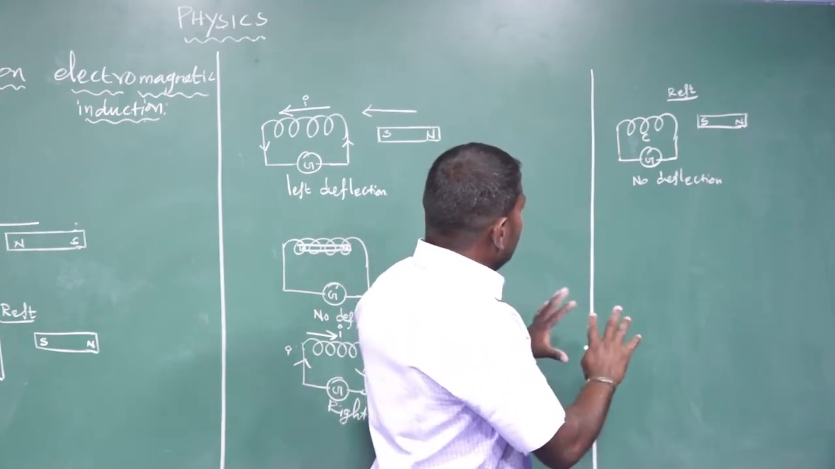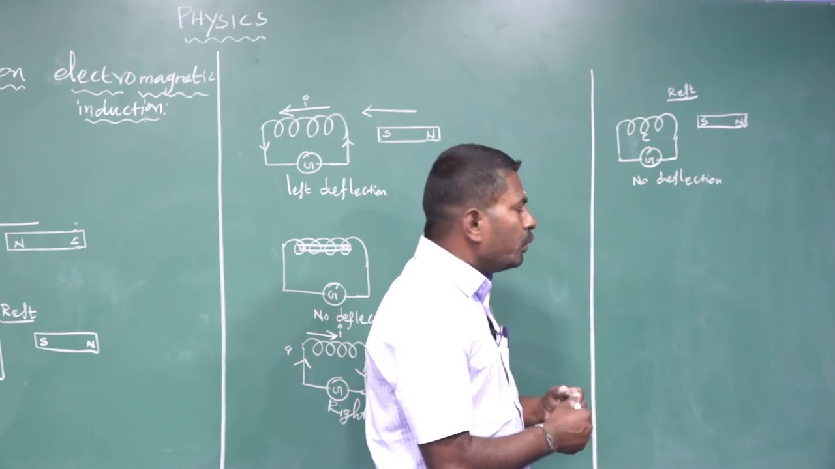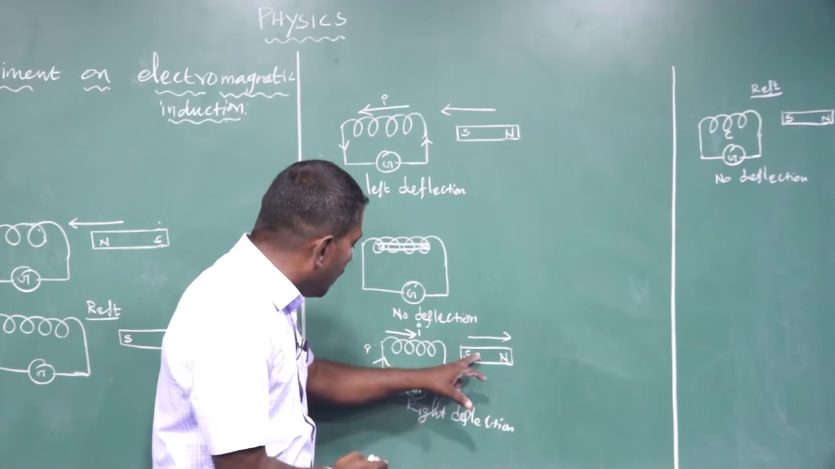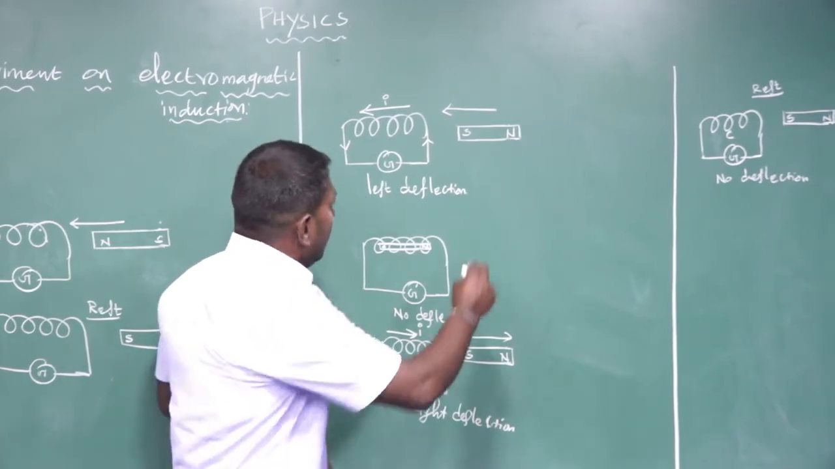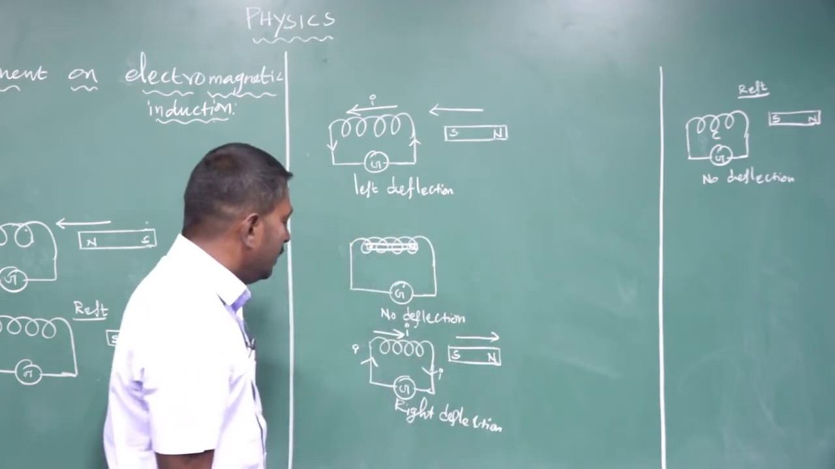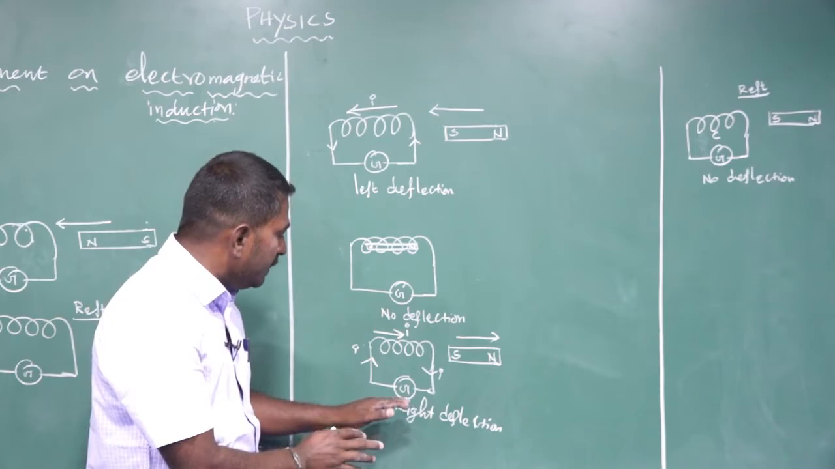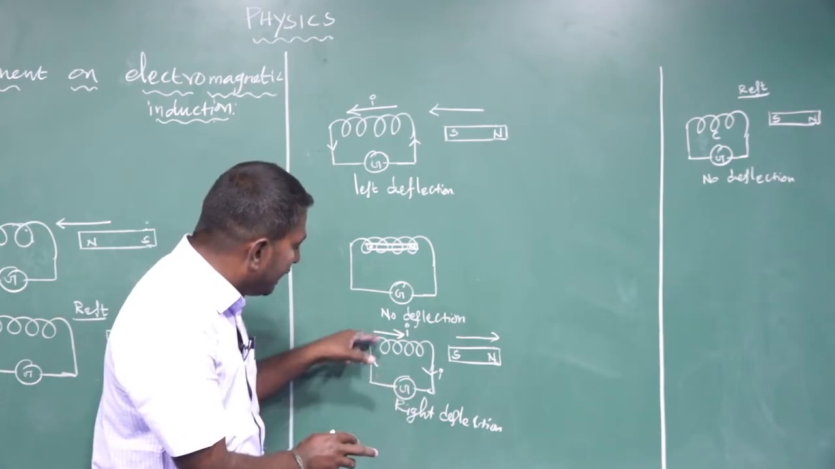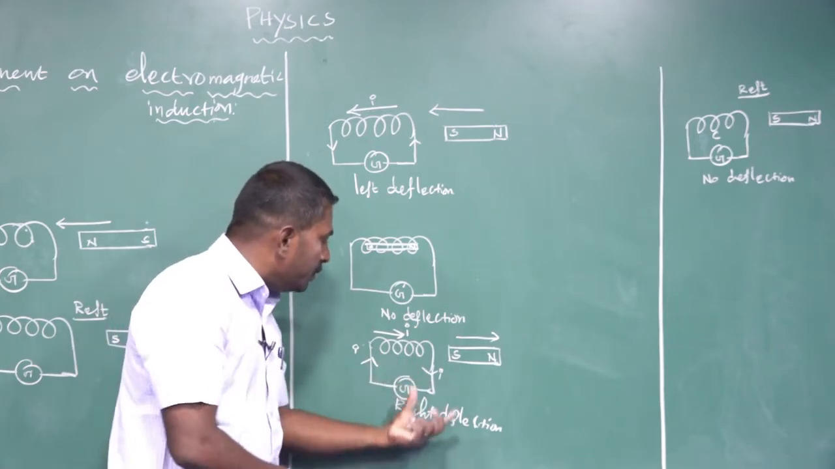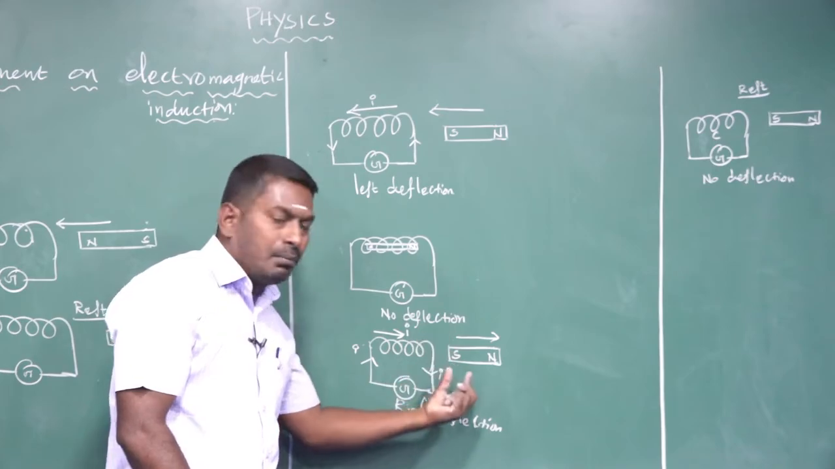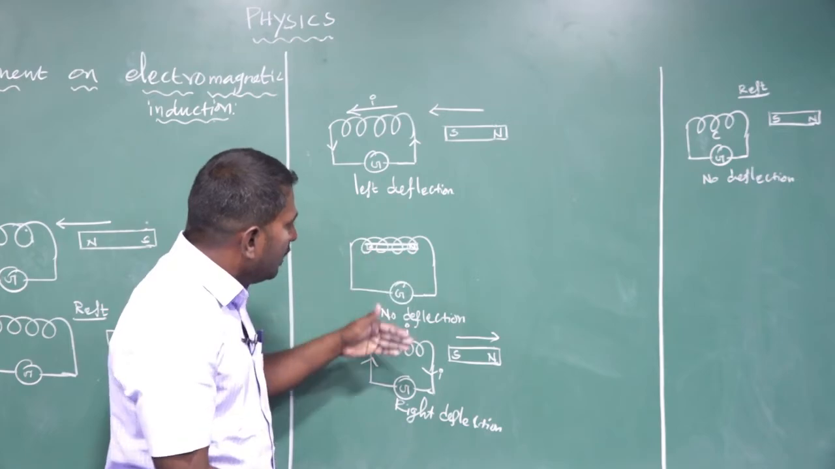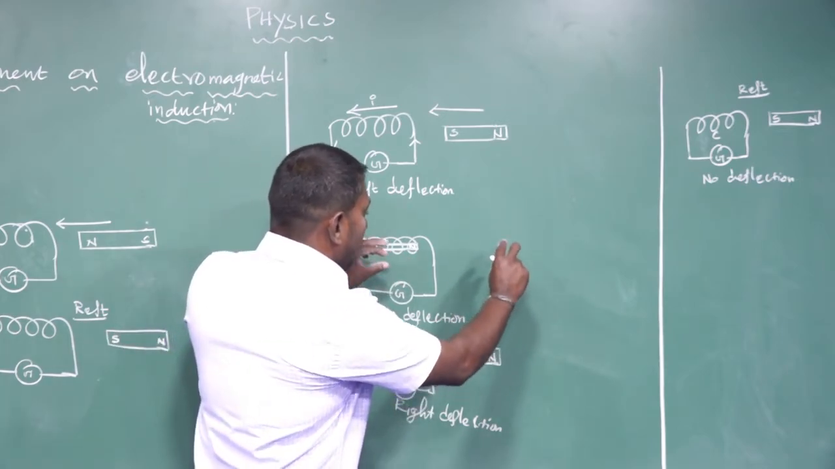So from this experiment's results, we can conclude that when there is a relative motion between the bar magnet and the coil, either the bar magnet moving towards the coil or being withdrawn from the coil, the galvanometer shows a momentary deflection, which means electric current is set up in the coil. That electric current is established in the closed circuit due to relative motion between the coil and the bar magnet.